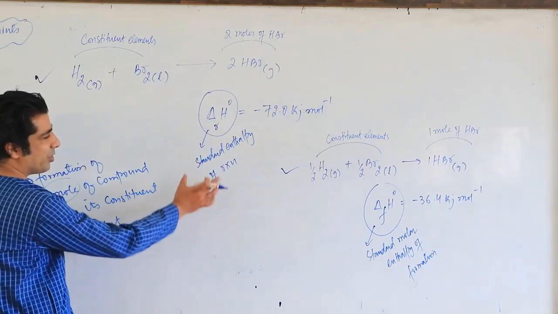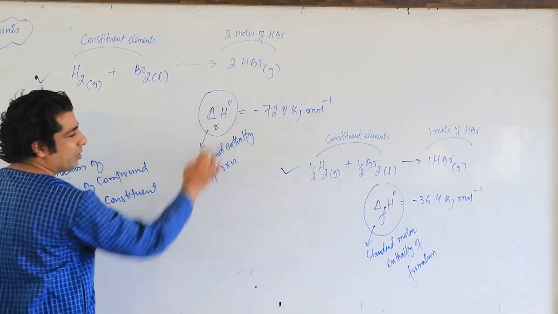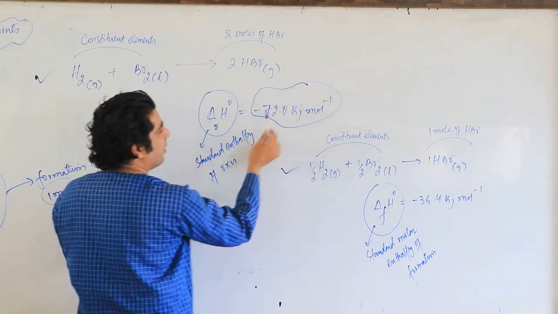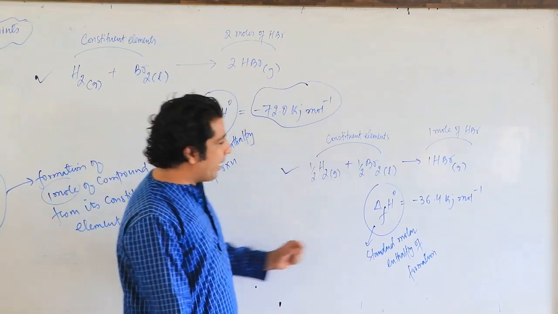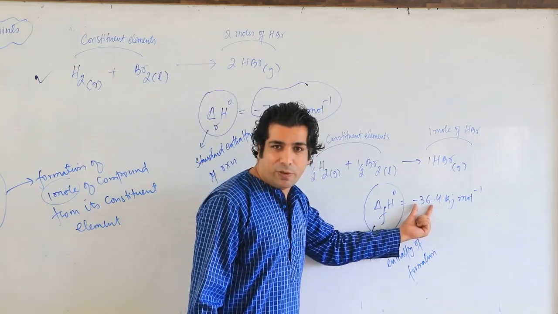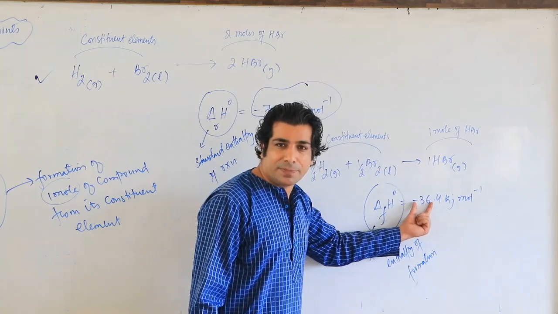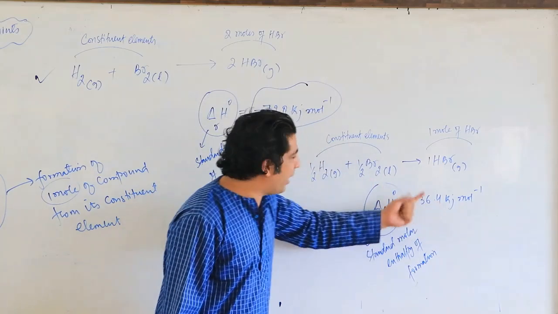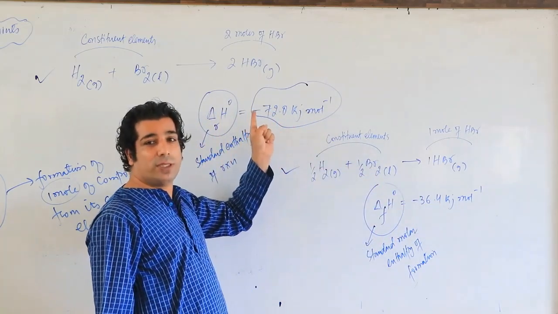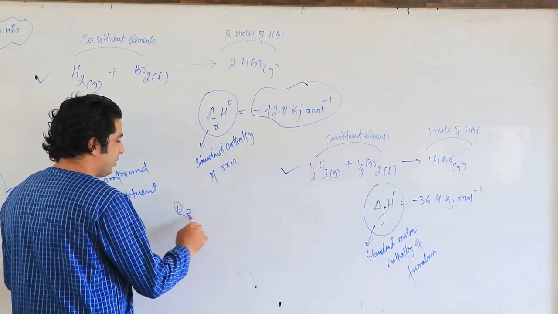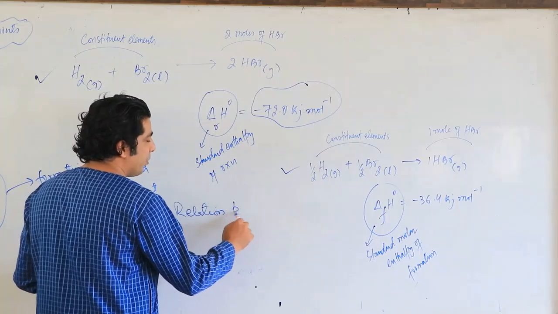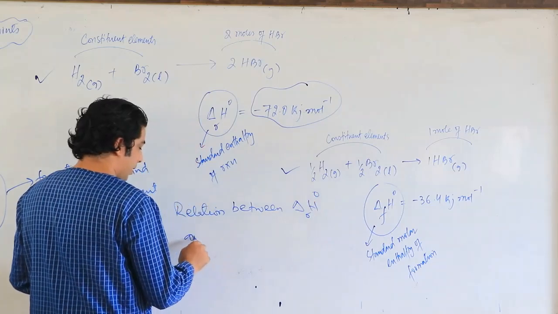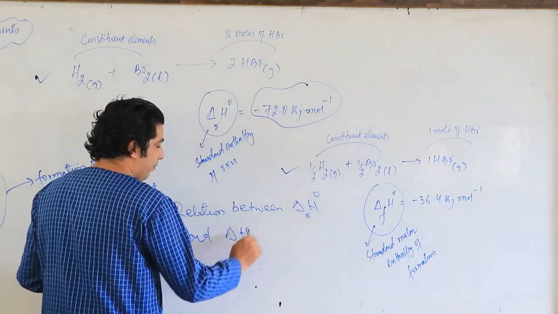Now let me see the relationship between this delta H R naught and delta H F naught. If you look yourself, how much is the value here? 72.8. And how much is the value here? 36.4. That means this is double. This is just 36.4 and the double of this is this, because this is the formation of 2 moles. So the relationship will be very simple here. Relation between delta H R naught and delta H F naught.